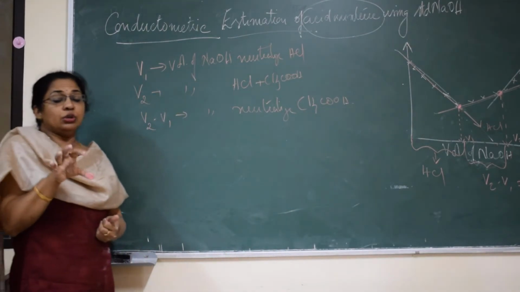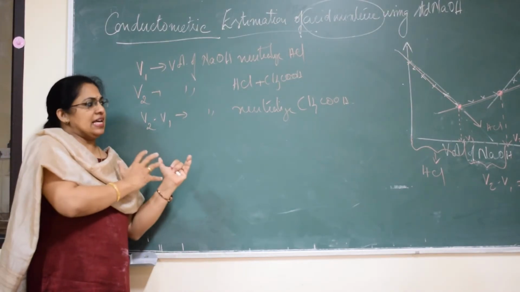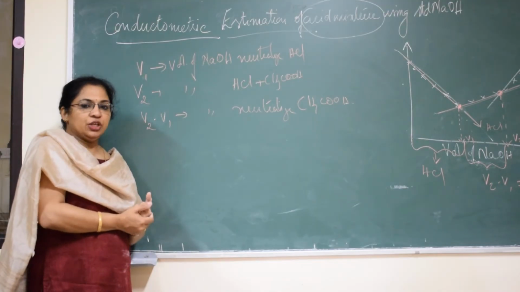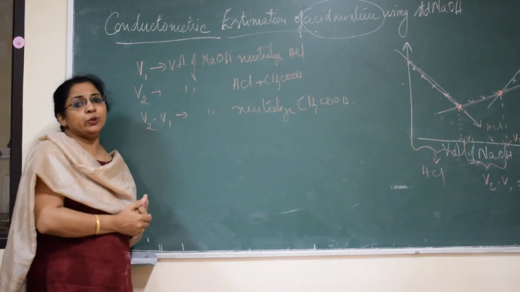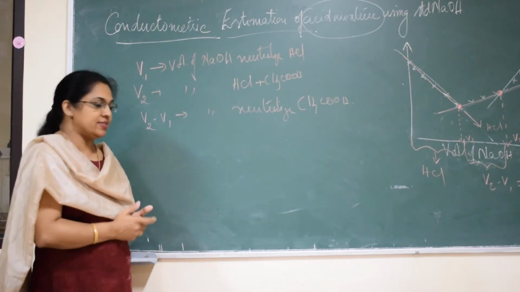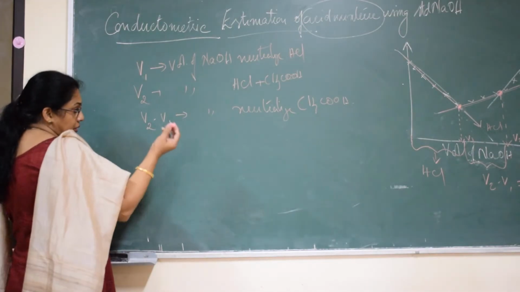Clear? Now coming to the calculation part. Now we have got both the endpoints, the two equivalence values. We can use these two equivalence values to calculate the weight per liter of both hydrochloric acid and acetic acid. I'll show you how to do that. It's a very simple calculation.